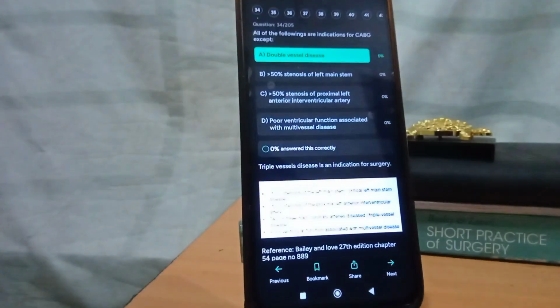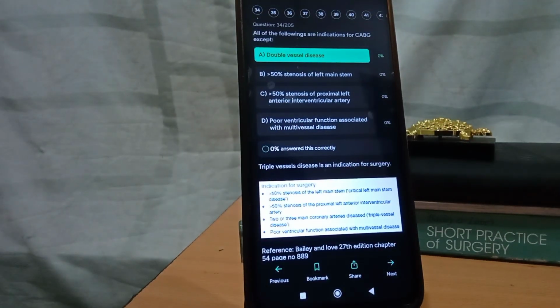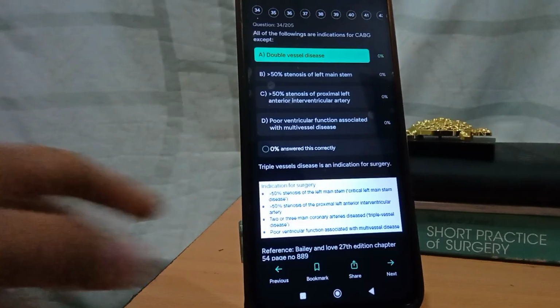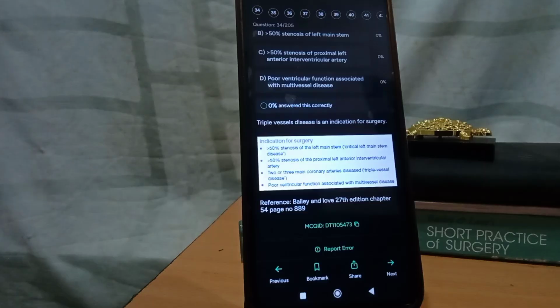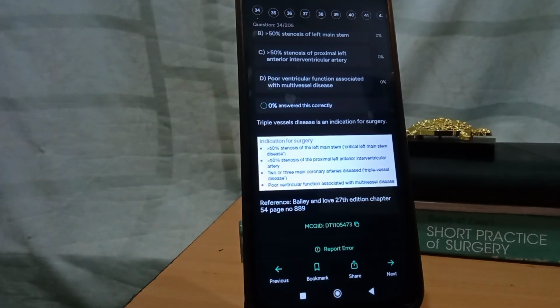So the next question is, all of the following are indications for CABG except. Triple vessel disease is an indication for surgery. Indications for surgery are more than 50% stenosis of the left main stem, which is critical main stem disease, and more than 50% stenosis of the proximal left anterior interventricular artery. Then two or three main coronary artery disease, this is triple vessel disease, and poor ventricular function associated with multivessel disease.